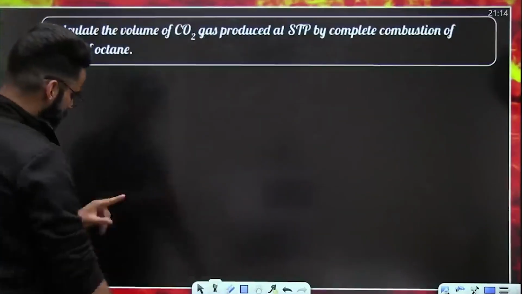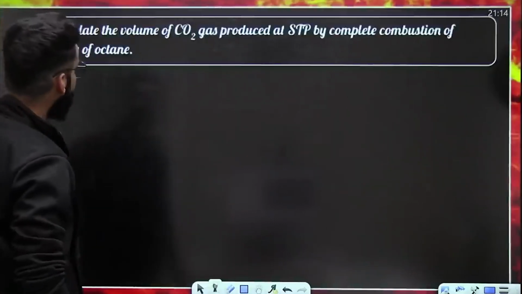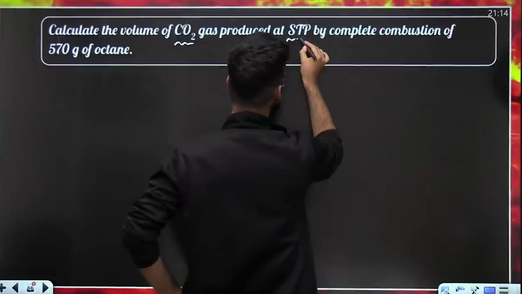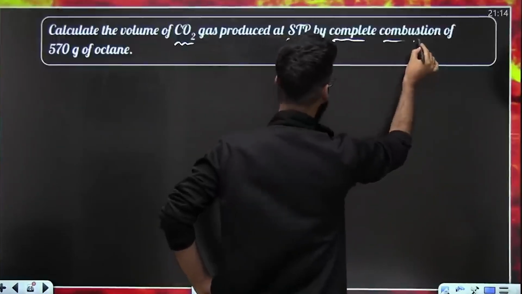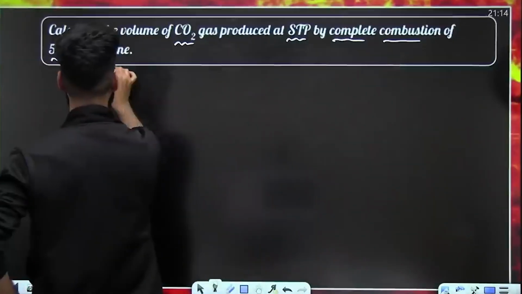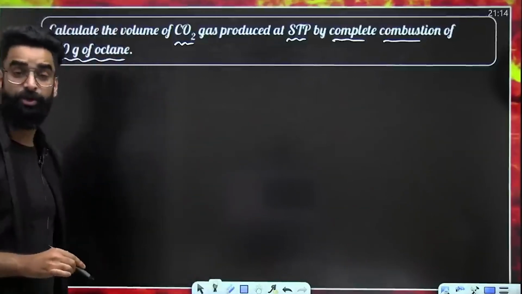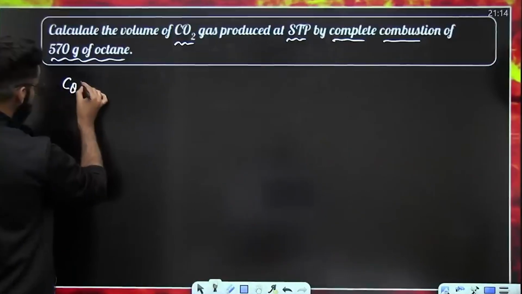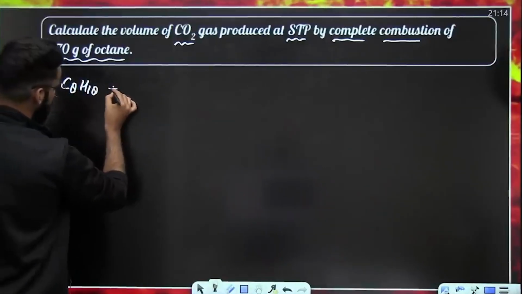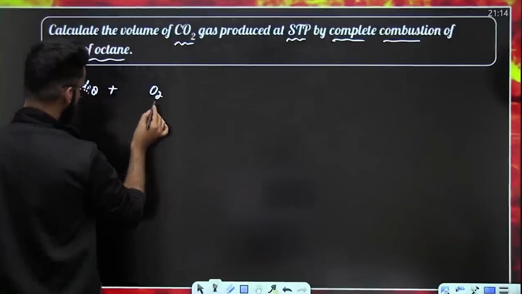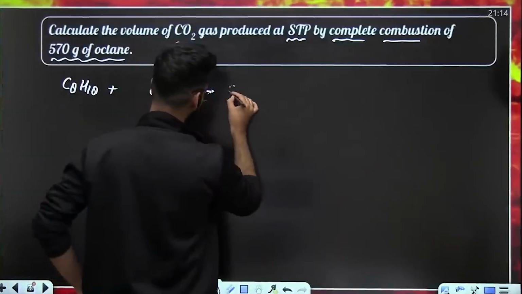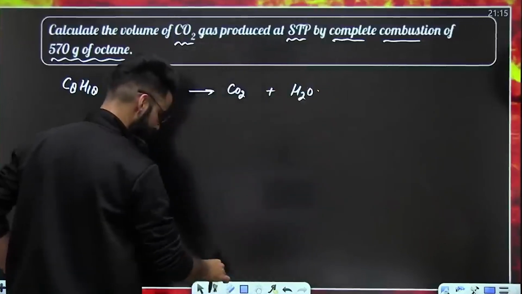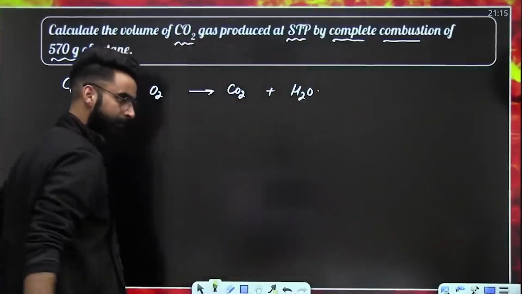All right. Look at this question carefully. Calculate the volume of carbon dioxide produced at STP by complete combustion of 570 grams of octane. So as per the question, we are doing the combustion of octane, right? What is the formula for octane? It's C8H18. You are doing its combustion, and during the combustion of a hydrocarbon, we always get carbon dioxide with water.